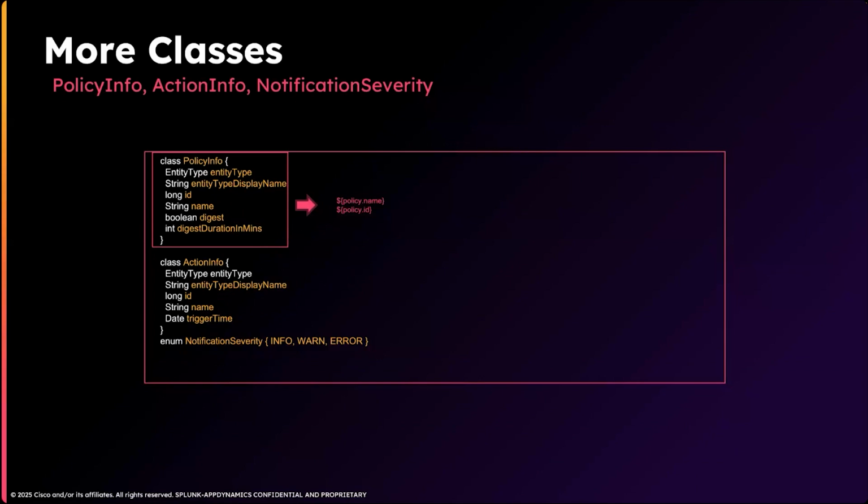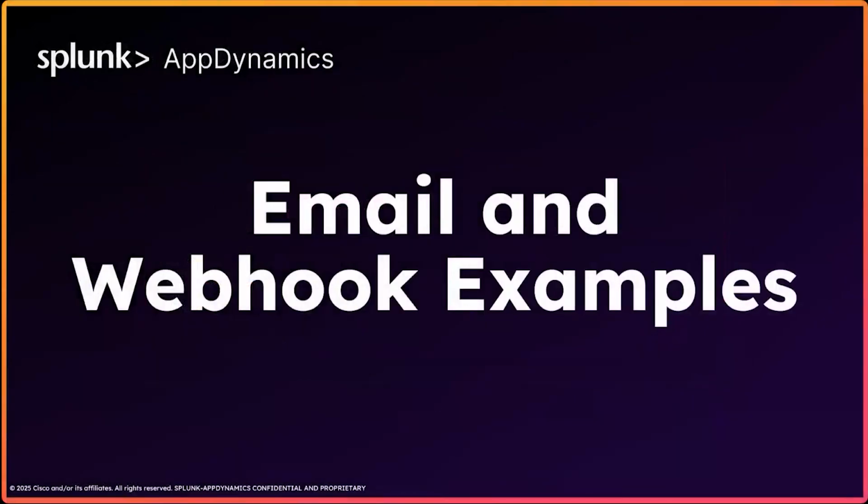The next one, action info. So you can see in there, action info, what action was it, name, is it an ID, trigger time? So probably the thing that's most valuable in there is name and trigger time. That would be like an action that took place within AppDynamics. And then we have notification severity, which, as I said earlier, could be an info, a warning, or an error. And that's kind of it on the templating variables.